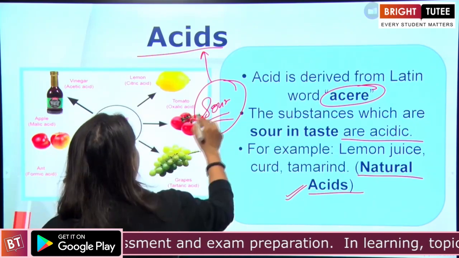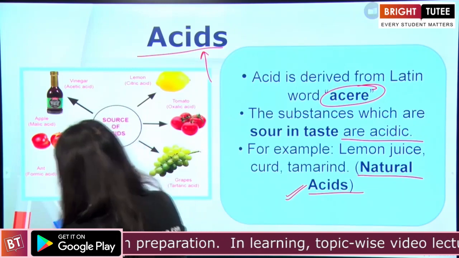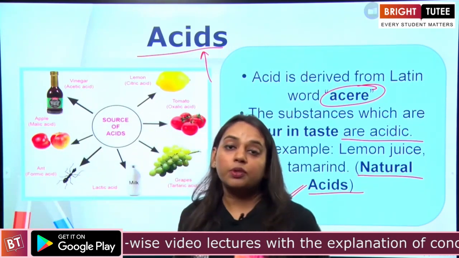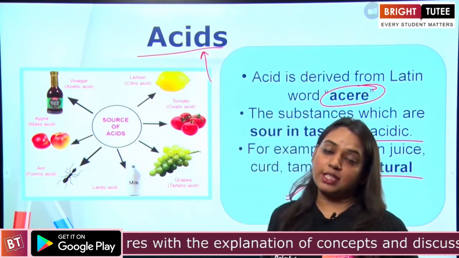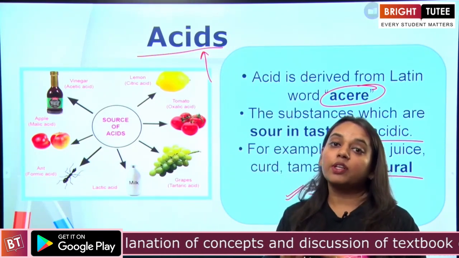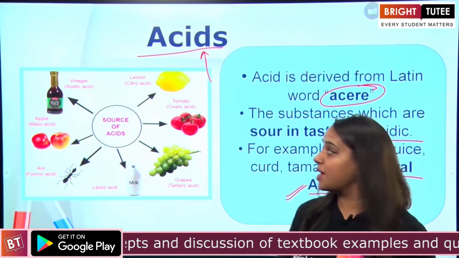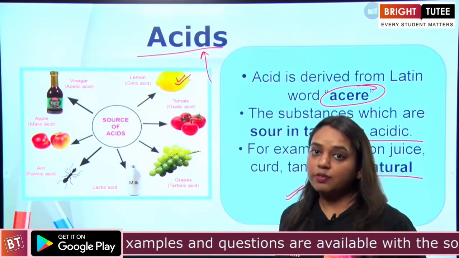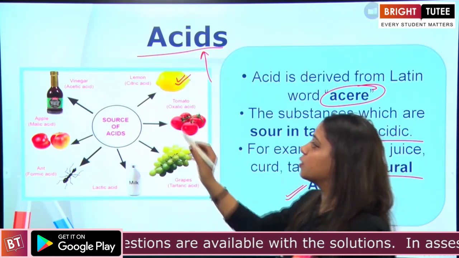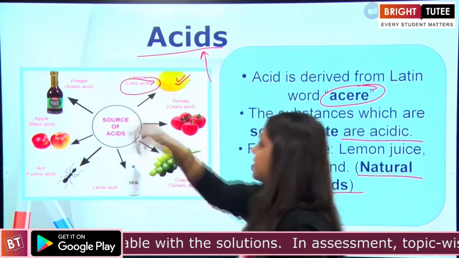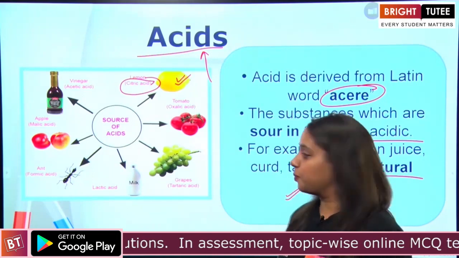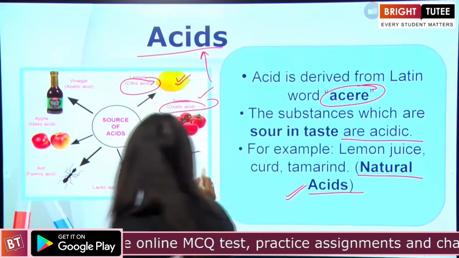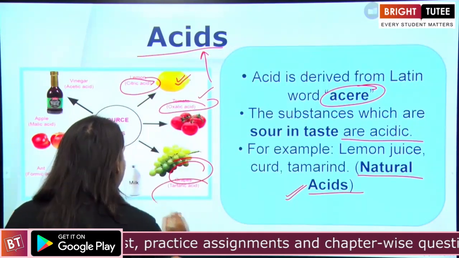Let us discuss about these natural substances which are sour in taste, and they are sour in taste not only because of only one kind of acid, they are sour because of the different acids present in them. For example, lemon. Lemon is known as one of the citrus fruits. Why? Because it is known to have citric acid. Then we have tomatoes. Tomatoes have oxalic acid. Then we have grapes. Grapes have tartaric acid.